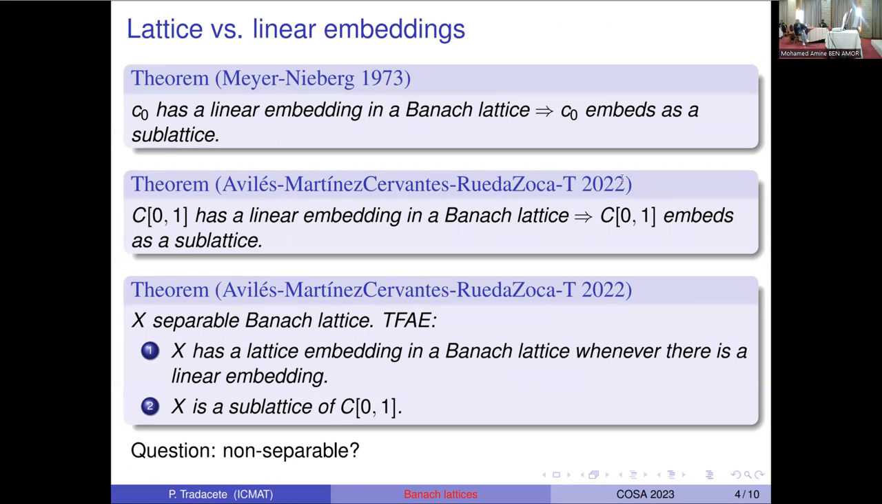Yeah, the only spaces that can have this property are very easily seen to be AM spaces, because as I said, you start with a separable Banach lattice, and you can put it inside the space of continuous functions on [0,1] as a linear subspace. So if you have this property, it must be a sublattice of C[0,1], so it is an AM space. And in general, without separability, you can also prove that they have to be AM spaces, yes.